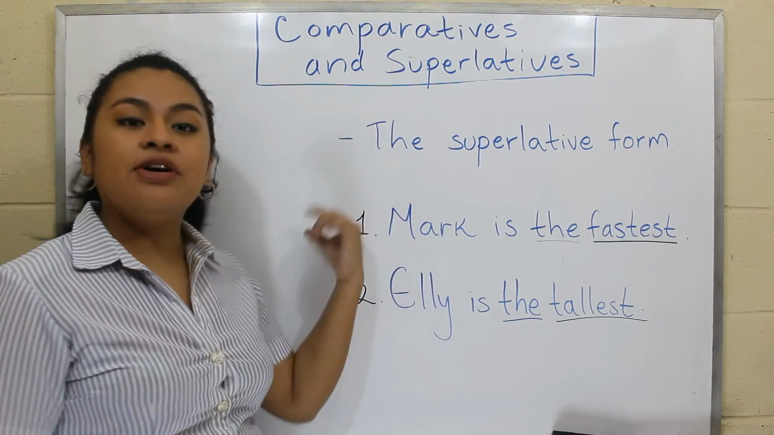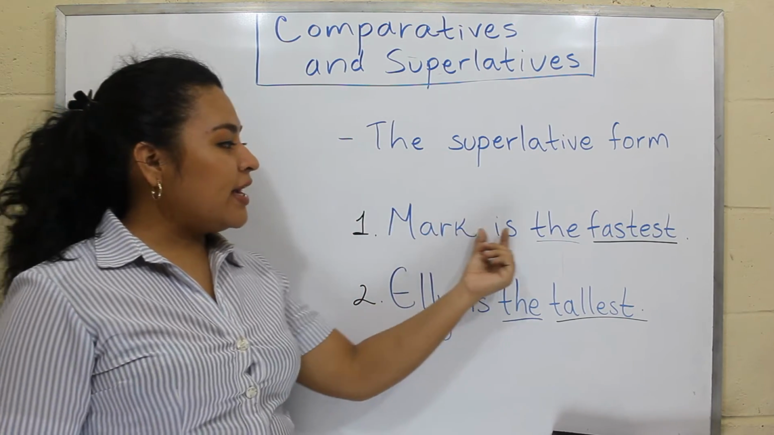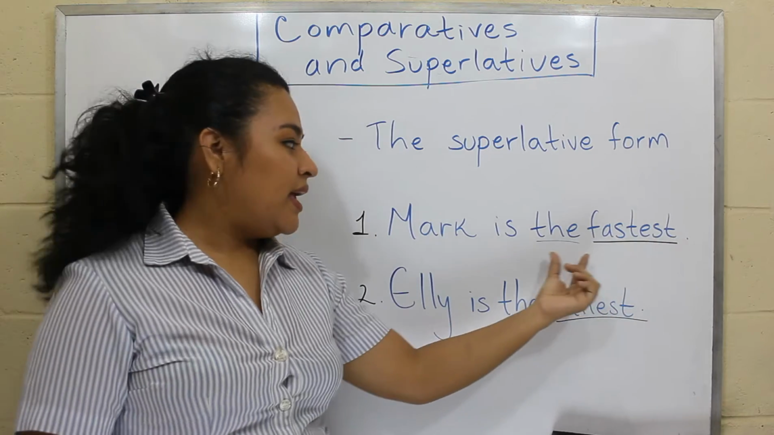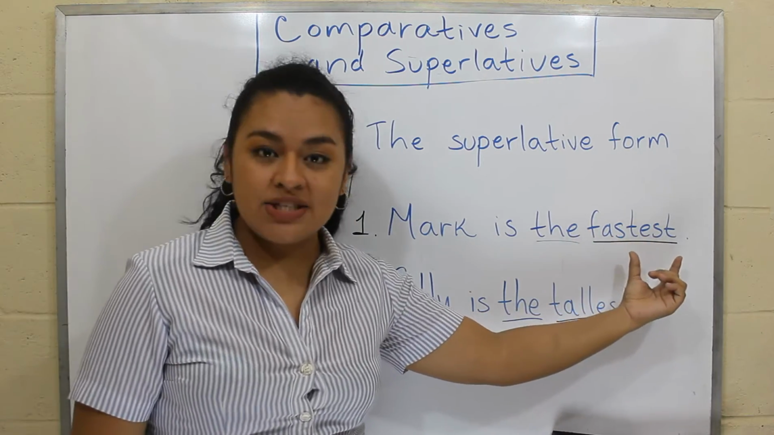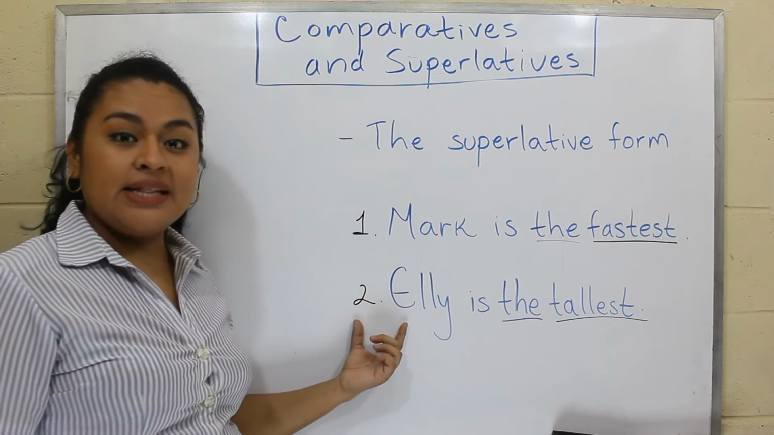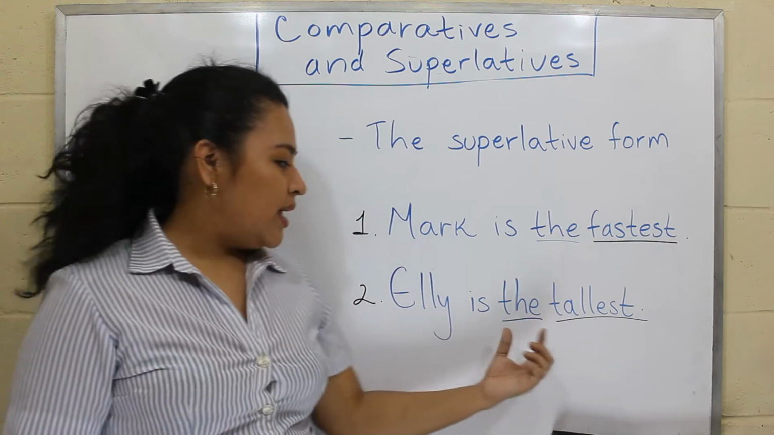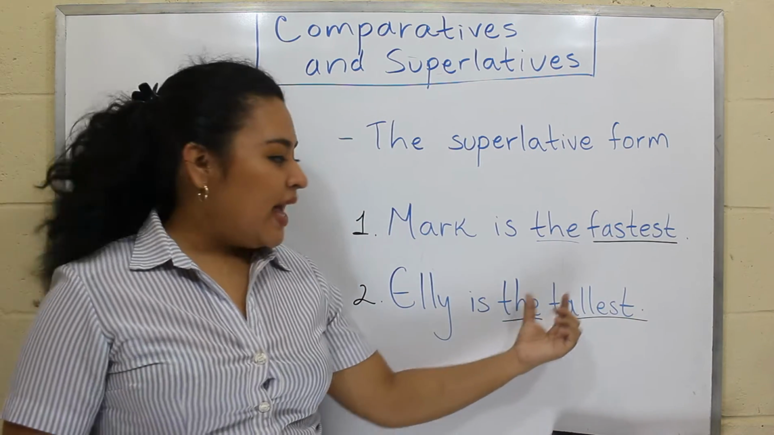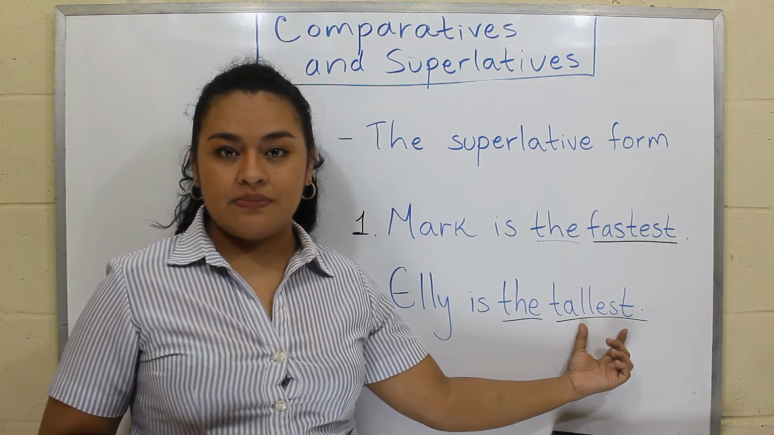So here we have two examples. The first example says, "Mark is the fastest." Here we have the article "the" and also the adjective in the superlative form. And in the next example, "Ellie is the tallest." Here we have the article and then the adjective in the superlative form.